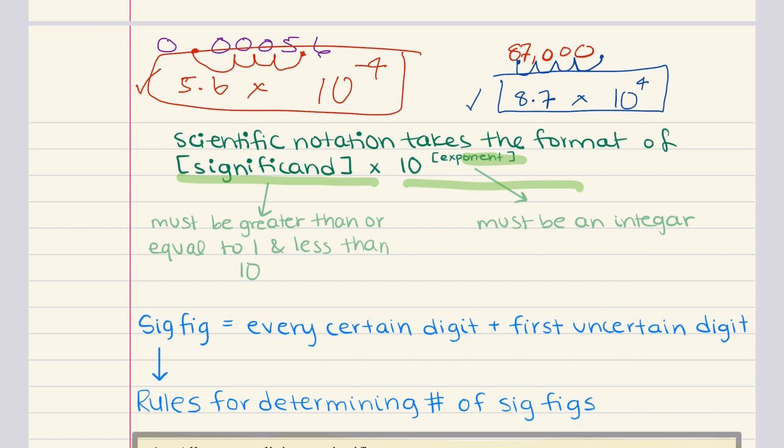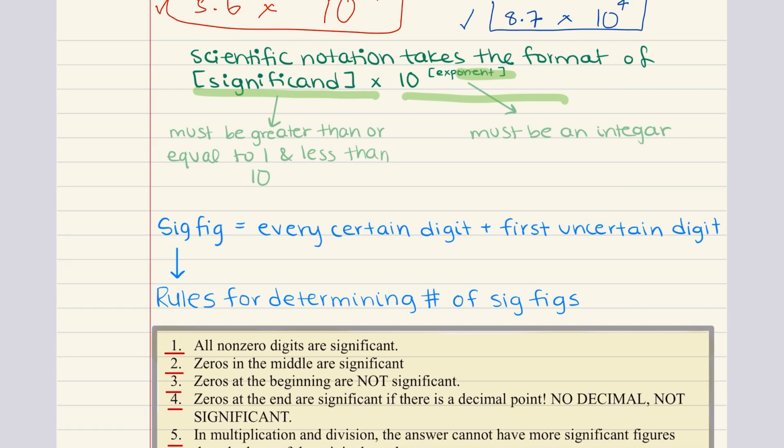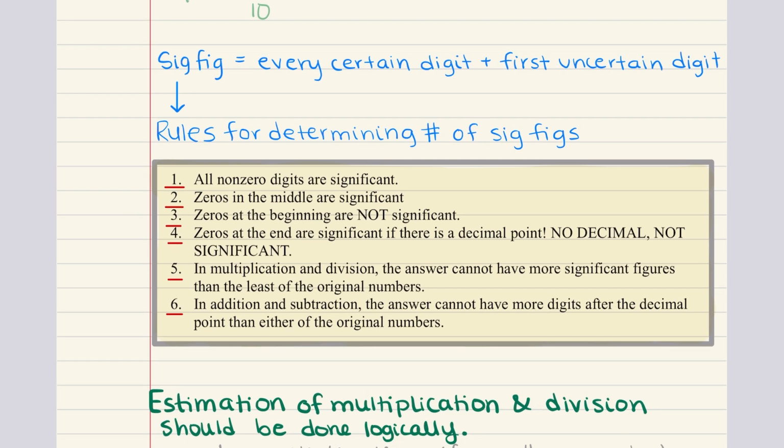So this standardized format not only reduces the risk of mistakes when handling extreme values, but it also makes it easier to compare magnitudes across different quantities. In addition, scientific notation becomes especially helpful when we're working with significant figures because it clearly shows which digits are meaningful, and that contributes to maintaining accuracy in calculations. With that being said, let's transition to significant figures.